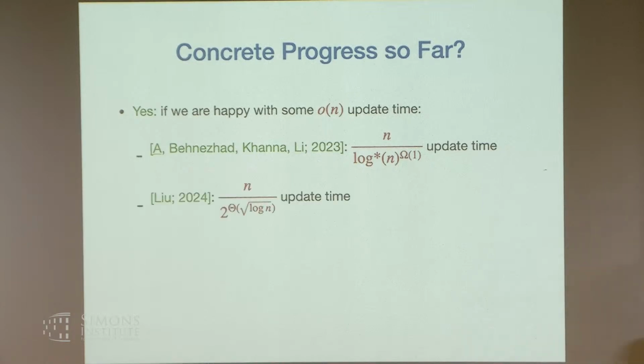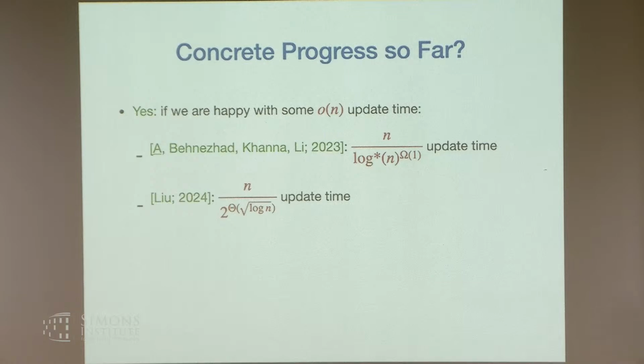Then there's this very nice recent result by Yang Liu that shows you can actually get n divided by 2 to the square root of log n. So you can do n to the 1 minus a small o of 1 update time. And this result actually hits a barrier based on the online matrix vector multiplication conjecture. So this is really the limit of that bound. Okay, so this is what we know.